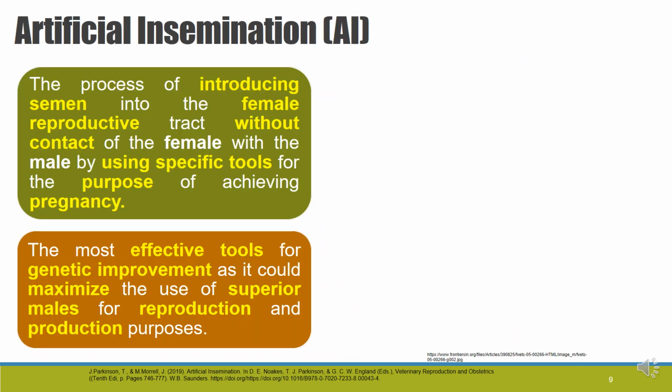Artificial insemination. It is the process of introducing semen into the female reproductive tract without contact of the female with the male by using specific tools for the purpose of achieving pregnancy. Artificial insemination is actually the most effective tool for genetic improvement as it could maximize the use of superior males for reproduction and also for production purposes.